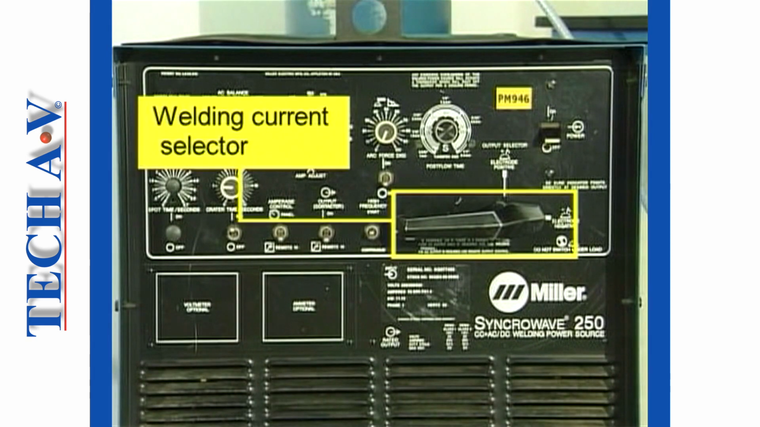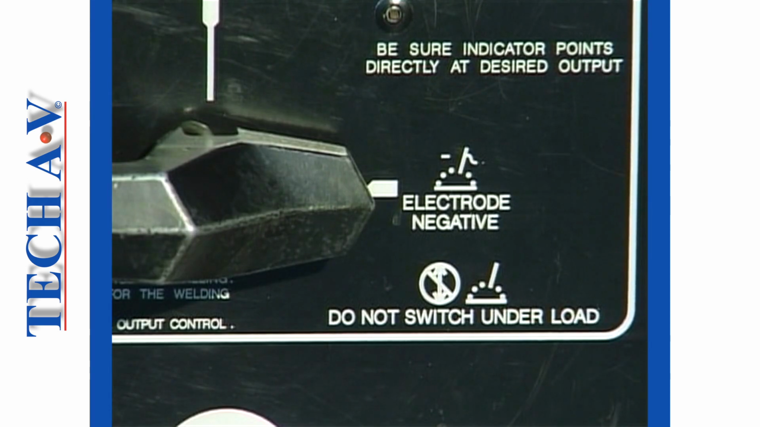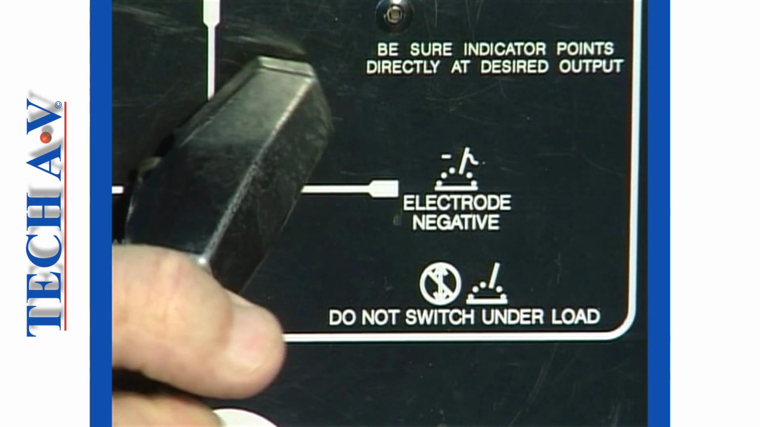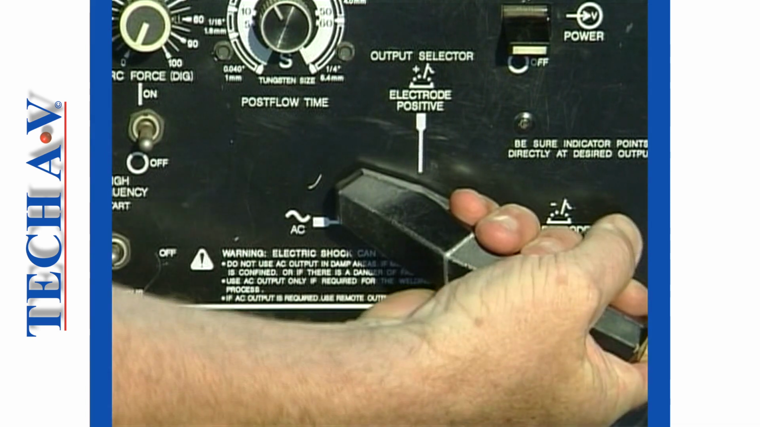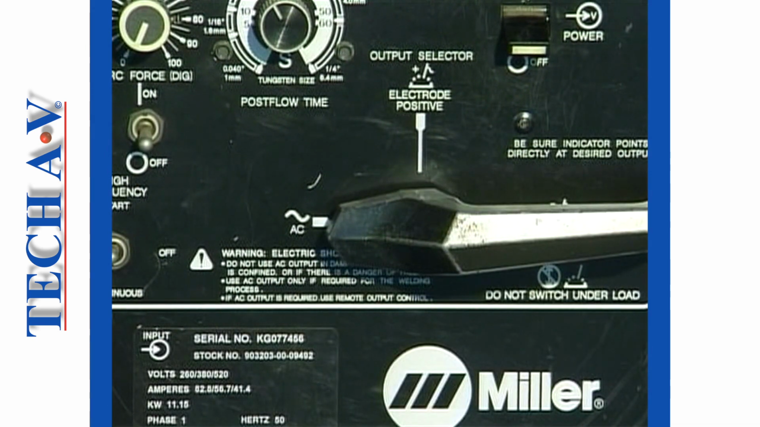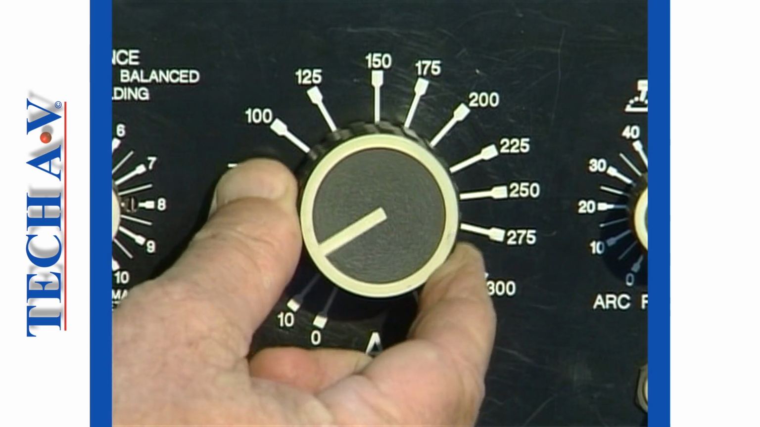The next control is the welding current selector. This three-position lever is turned to select the desired current type, namely DCEN, DCEP, and AC. This control is the amperage setting, which sets the welding current or amperage.